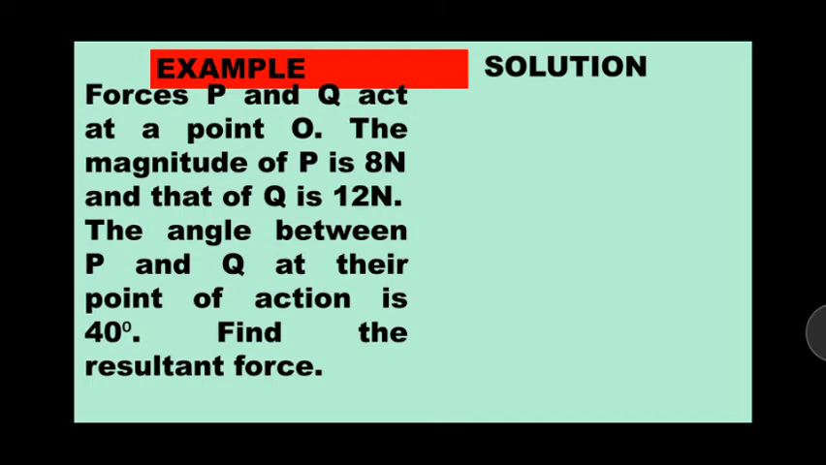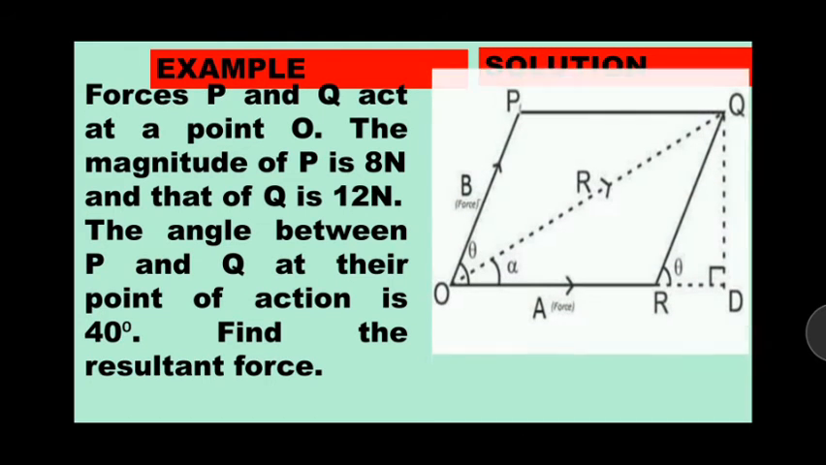So let's quickly look at an example. Now we have this question on the screen. We are given the magnitudes of force P and Q as 8 Newton and 12 Newton respectively, and we are given the angle in between them to be 40 degrees. We have to find the resultant force. Let's see how we proffer a solution to this particular question.